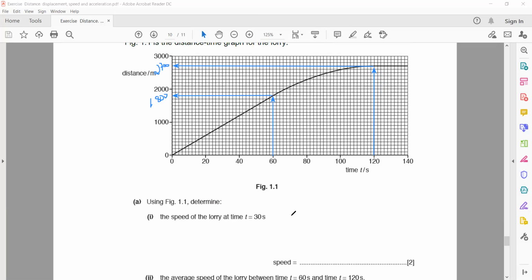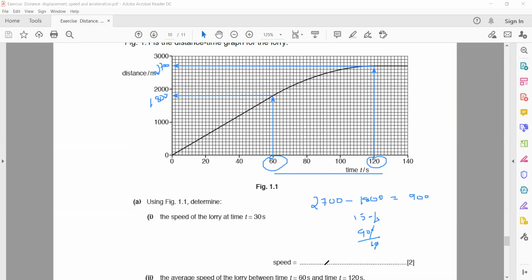How can I find the distance traveled? It will be 2700 minus 1800. So the distance traveled in the interval of 60 seconds to 120 seconds is equal to 900. And what is the duration? The time interval from 60 to 120 is equal to 60. So it will be 900 divided by 60, which is 15 meter per second.